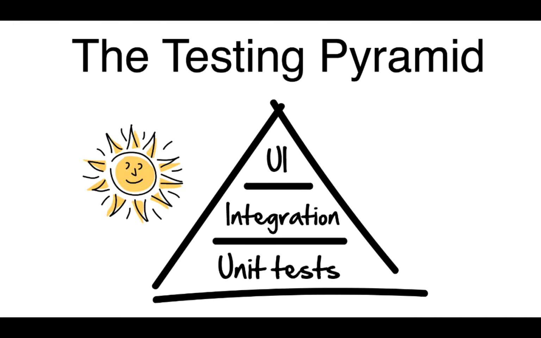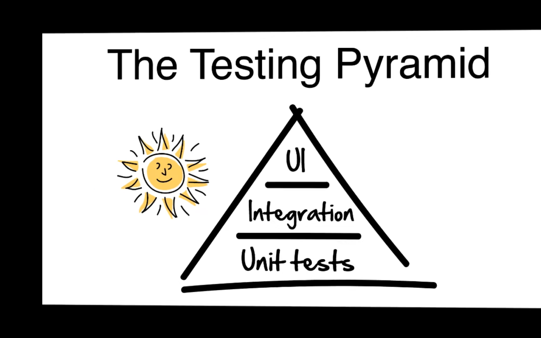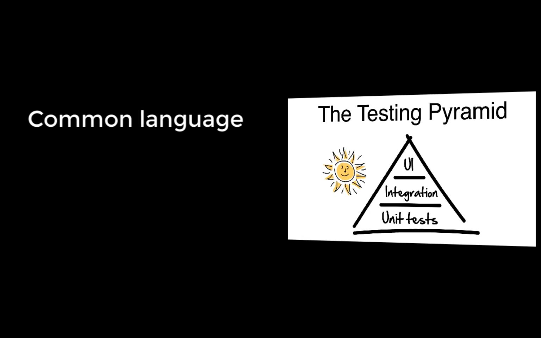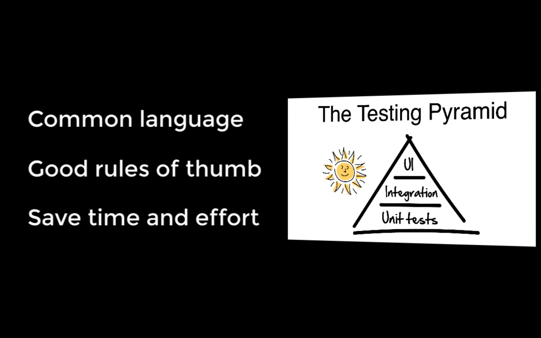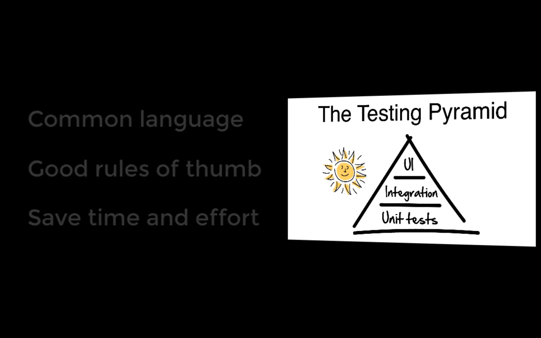One framework that's very handy for teams when they first get into automated testing is the testing pyramid. The testing pyramid is great because it helps teams get on the same page around how they like to tackle automated testing for their project. It can help by giving them a common language, sharing rules of thumb around when and where to use different kinds of tests, and just generally save teams a lot of time and effort by being clear about what kinds of tests they'd like to write and when.